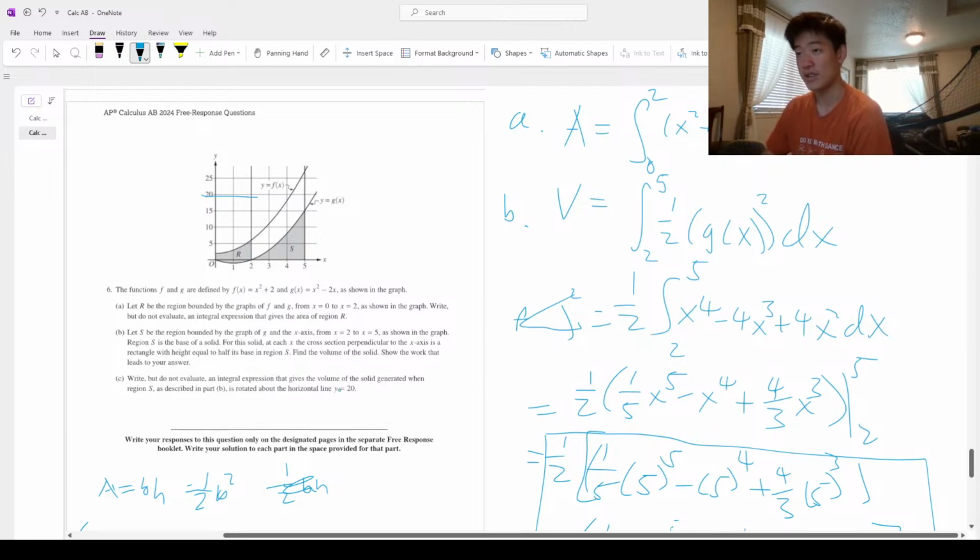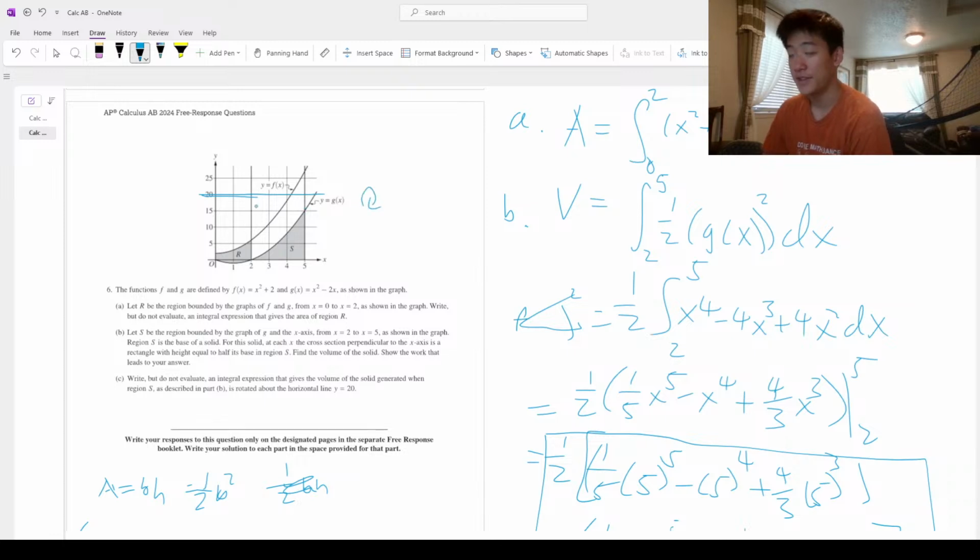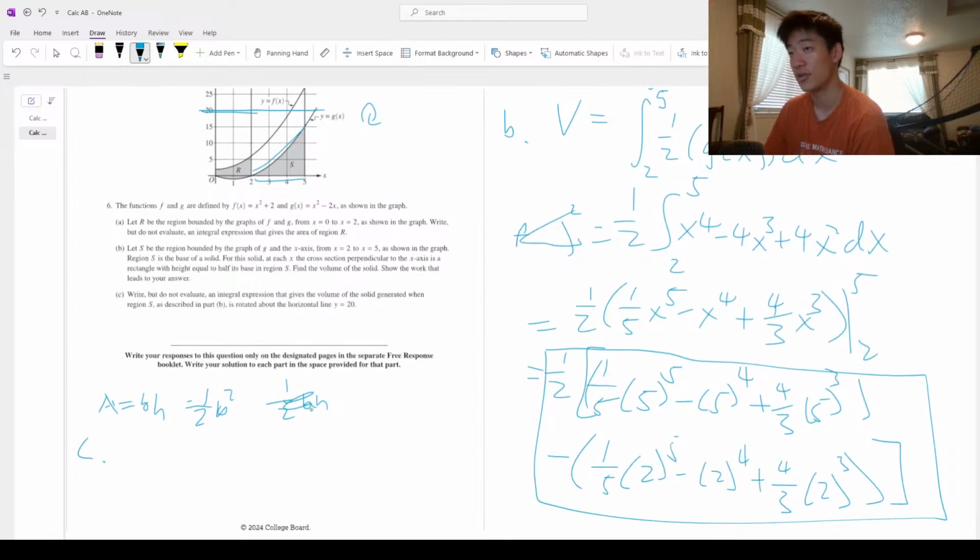Okay, so the horizontal line, this line here, is what we're revolving around. This is the washer method. This is going to be the outer minus inner. So what's farther from this line here? Is it this curve or is it this curve? It's this curve. So this is actually 0.